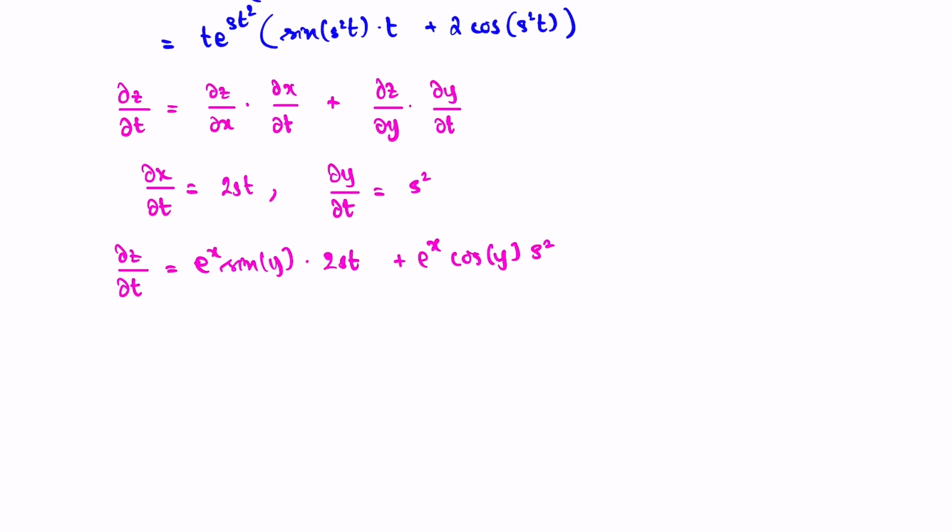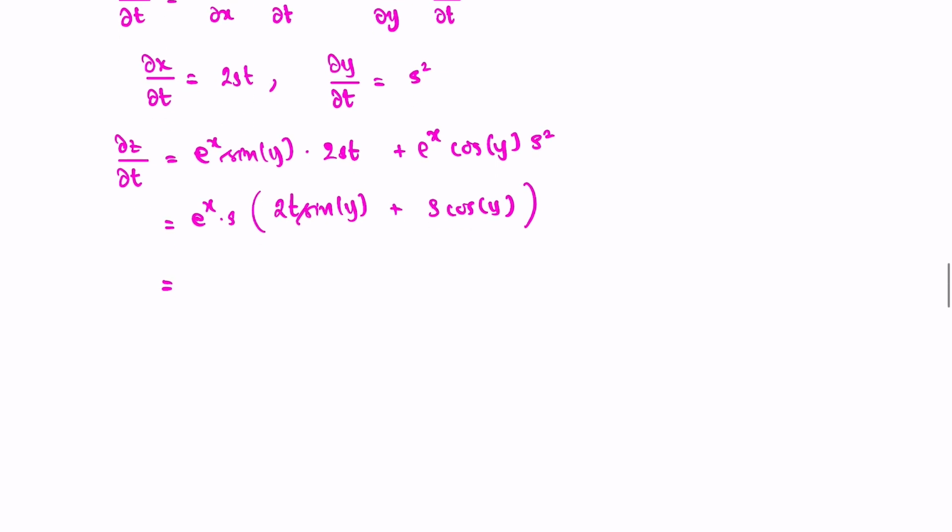So in this case, you see that e to the x and s are common factors. So you do e to the x times s, and you're left with 2t times sine of y plus s times cosine of y. And for the final result, I'm going to replace x by st squared and y by s squared t. And I get e to the st squared times s times 2t times sine of s squared t plus s times cosine of s squared t. And that's it for the final result. There's nothing else that we can do here to simplify the functions further.